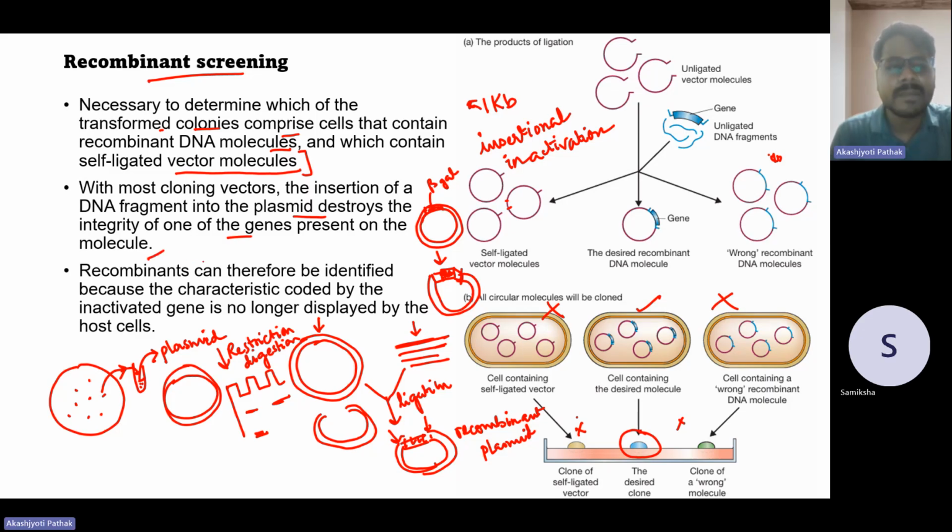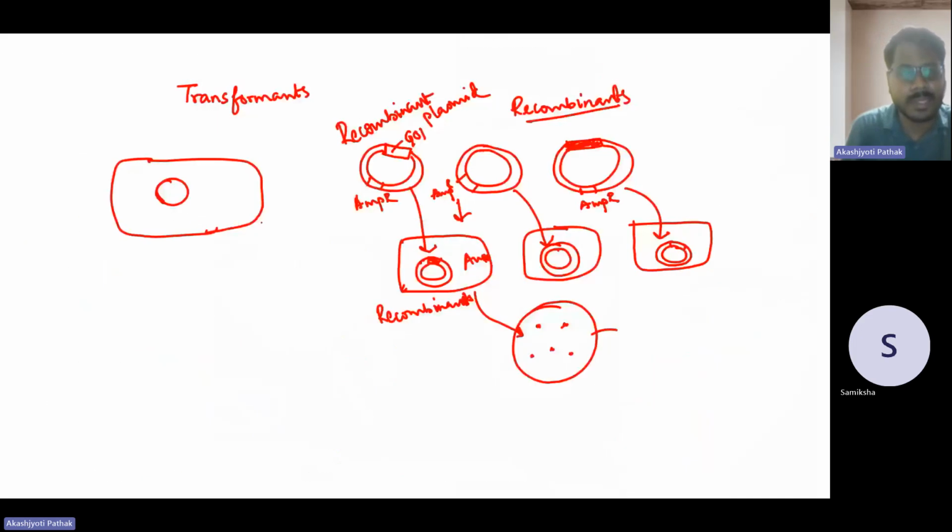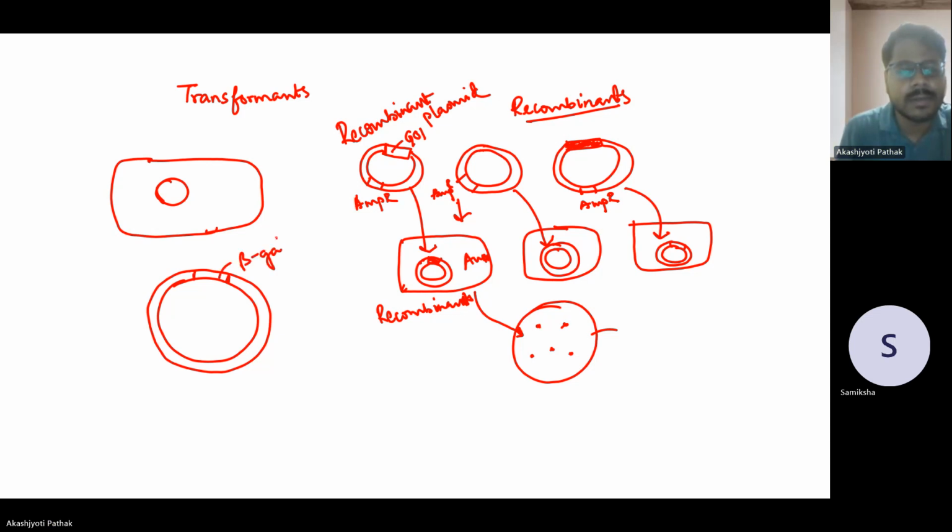Okay, so recombinants can therefore be identified. So let me explain in this slide. For example, this is your plasmid, and this plasmid has a gene which codes for beta galactosidase. Okay, this plasmid has a gene which codes for beta galactosidase.